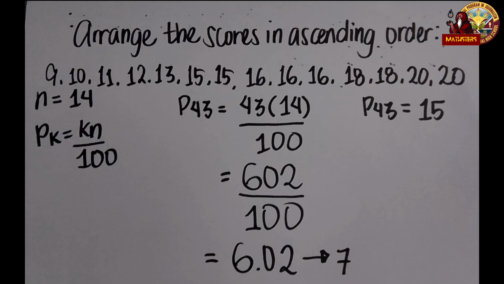Using the formula P sub k equals k times n over 100, with k equals 43 and n equals 14, we calculate P sub 43 equals 43 times 14 over 100 equals 6.02. Since P sub 43 is equal to 6.02, we round up to the next whole number, which is 7. Thus, the 43rd percentile corresponds to the 7th value in the ordered list, which is 15.